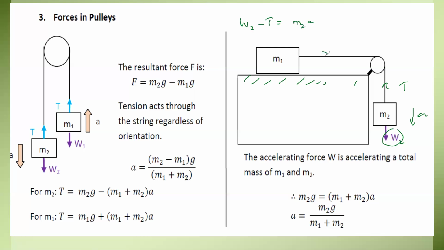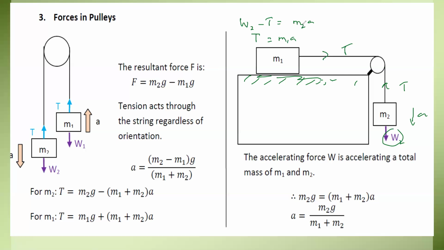And what about this object? Because this tension will be T here. And if there is no friction, like the friction of the surface is negligible, so for the first object, we can say the tension T is equal to M1A. Why? There is no force subtracted because there is no force to oppose the motion.